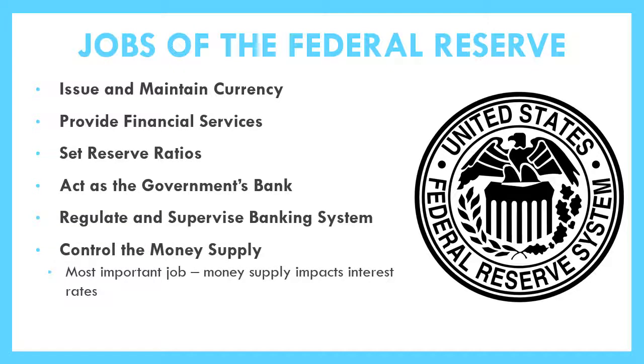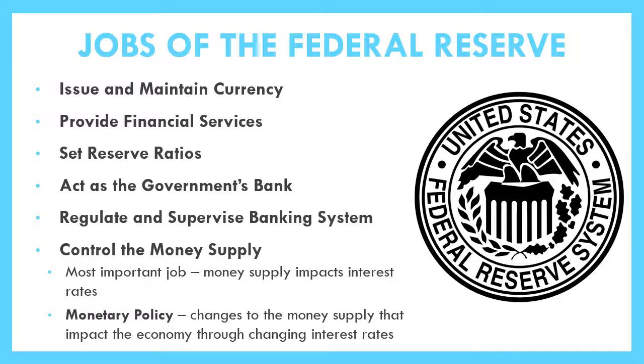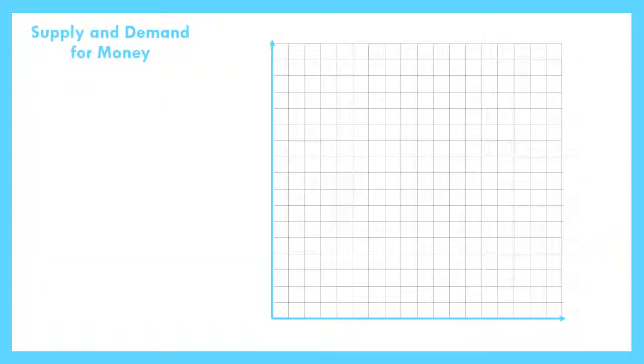Controlling the money supply is hands down the most important job that the Federal Reserve has. Why? Because that money supply ends up impacting interest rates, and impacting those interest rates has an impact on investment, and not only investment but also consumer spending, and that has an impact on our GDP. This is actually referred to as monetary policy. That idea that these changes in the money supply can actually have an impact on interest rates, which then impact the entire economy through investment, through consumer spending, and obviously our real GDP.